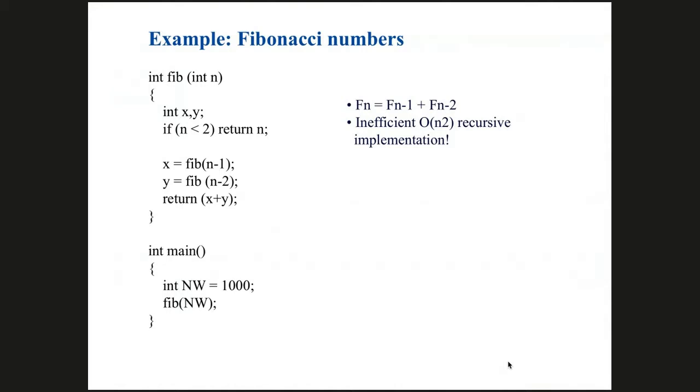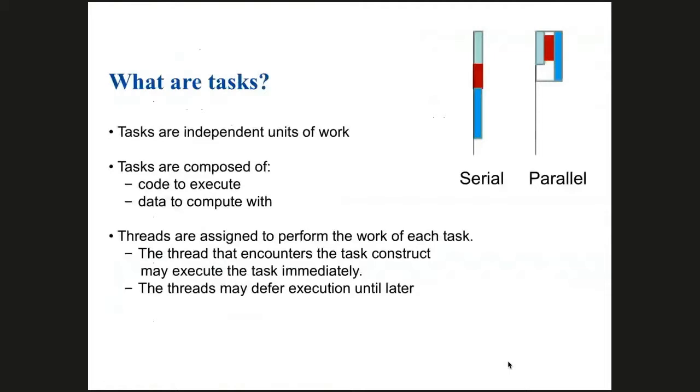The other situation is, say your code does not have a loop at all. This is a typical simple example: Fibonacci numbers. It's a recursive code. There's no loop at all. So how do we deal with this type of situation? It comes with tasks.